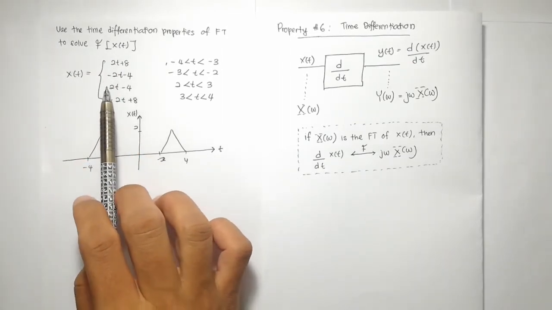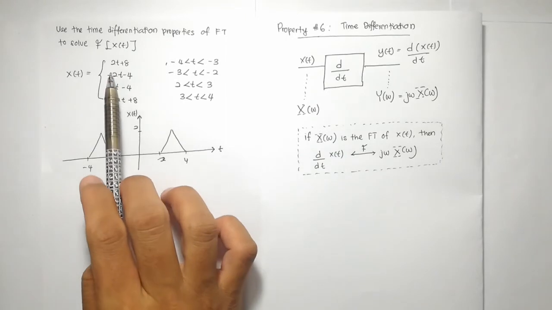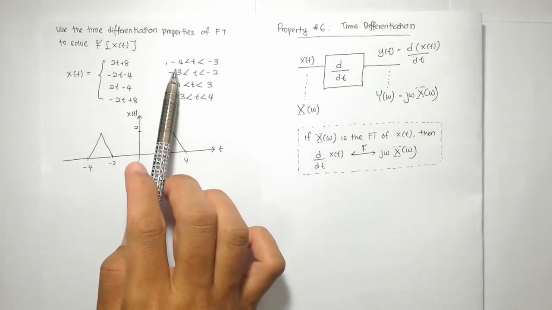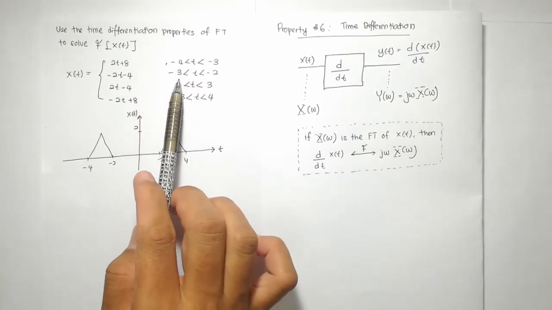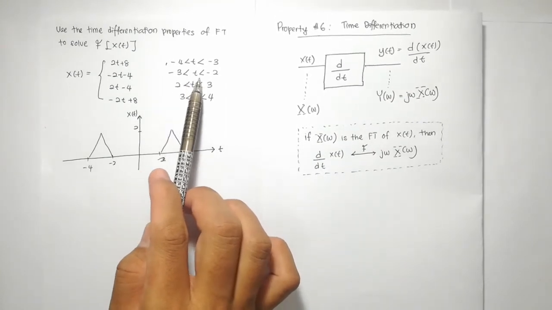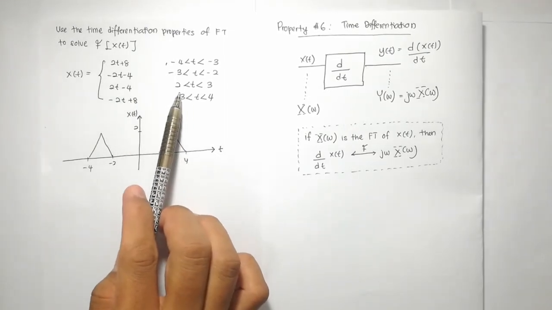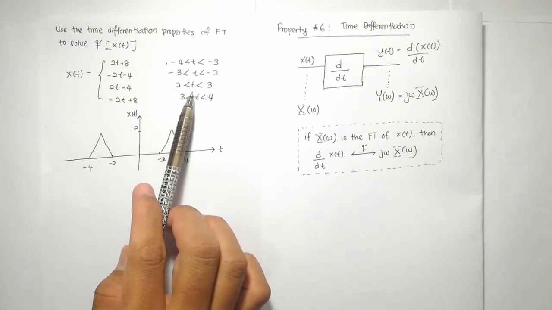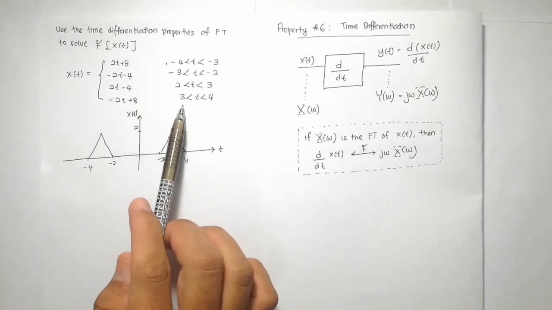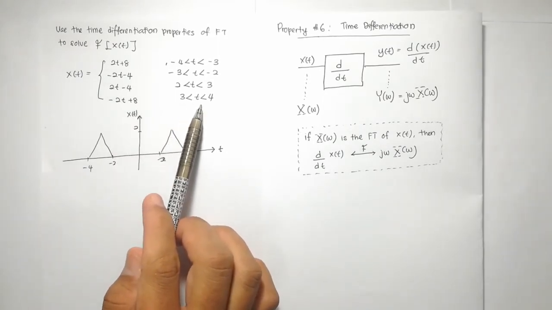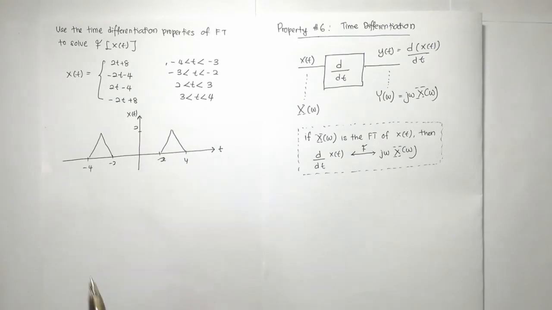The signal x(t) is given by this piecewise equation: 2t plus 8 for t between negative 4 and negative 3, and negative 2t minus 4 for t between negative 3 and negative 2, and then 2t minus 4 for t between 2 and 3, and the last one, negative 2t plus 8 for t between 3 and 4. Else the value will be equal to 0.